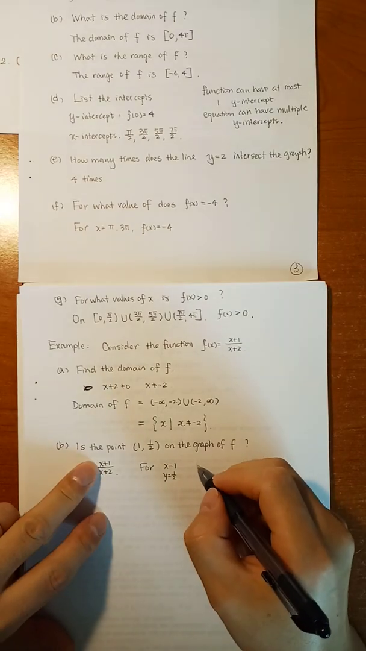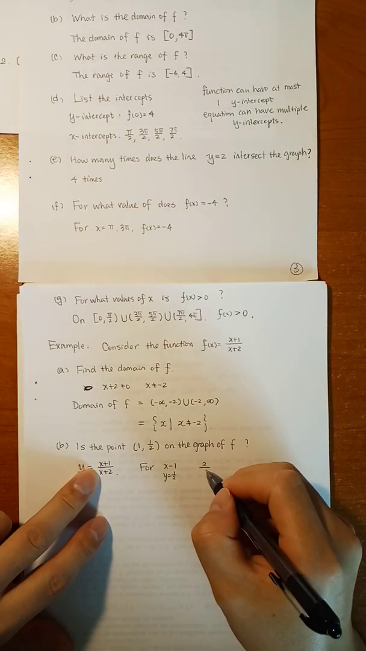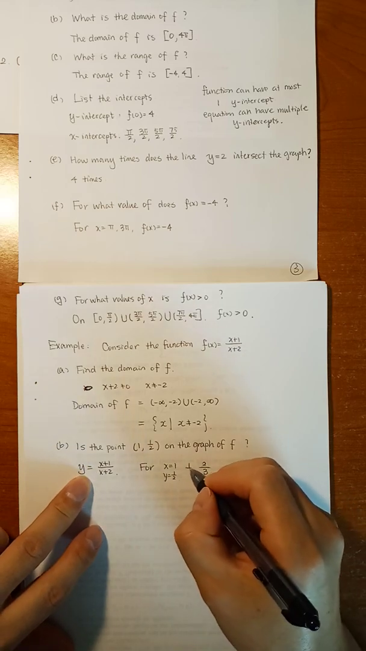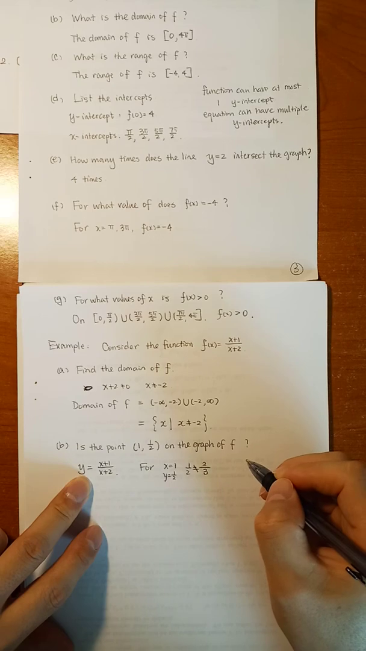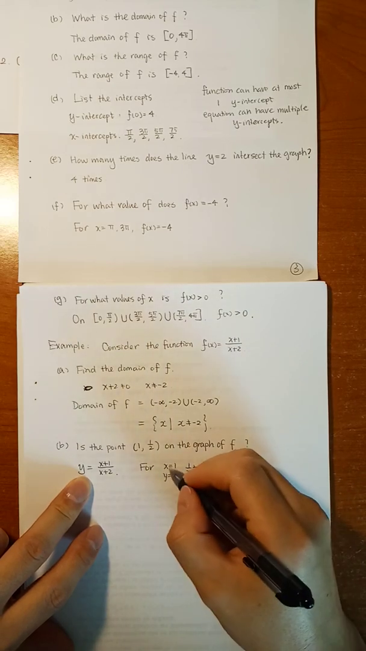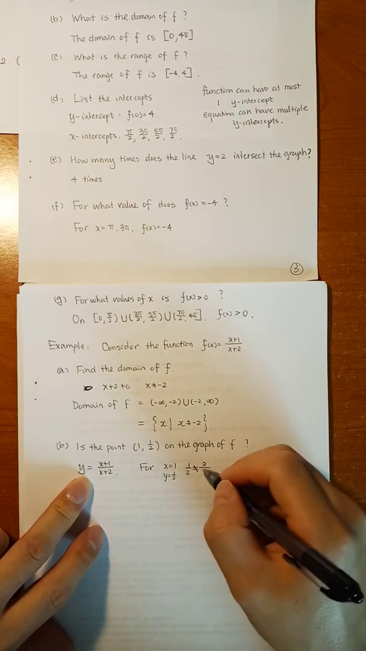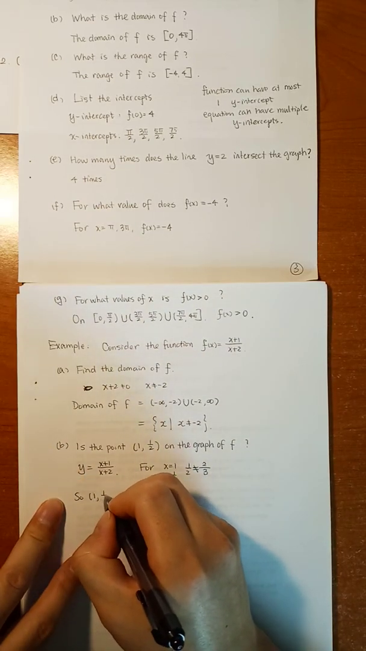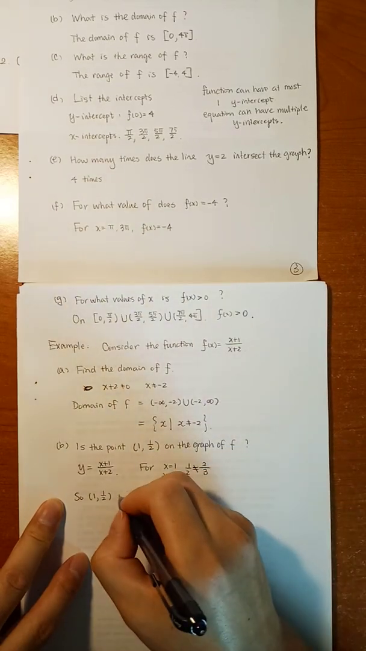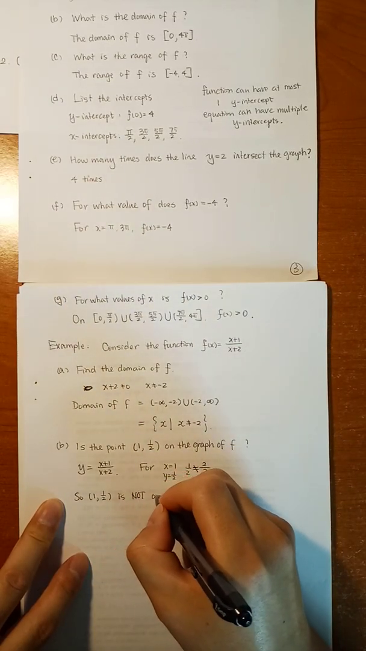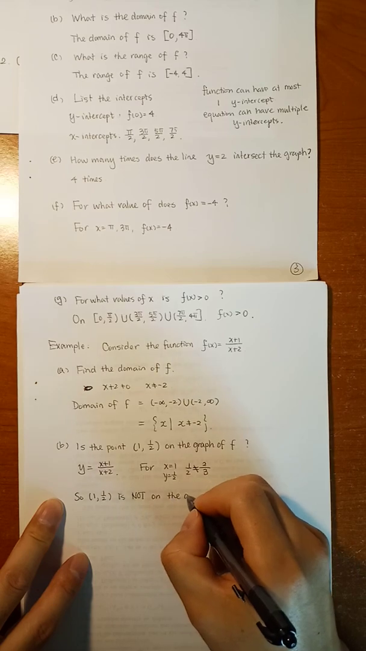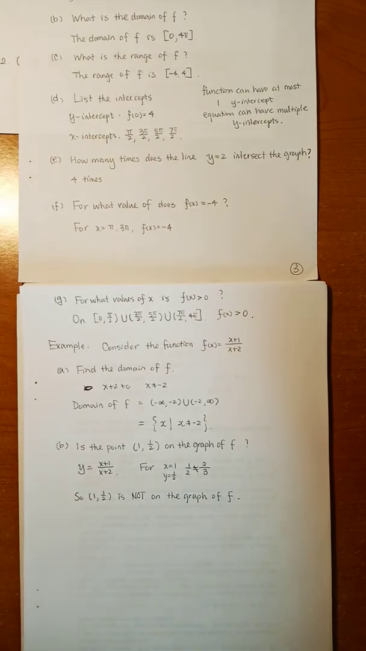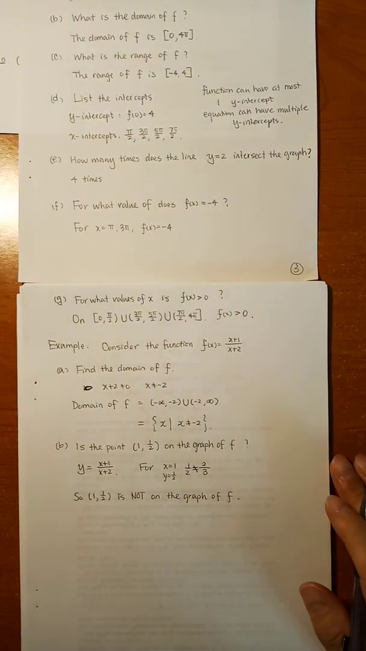X equal to 1, 1 plus 1 is 2, 1 plus 2 is 3. The right side is 2/3, but the left side is 1/2. Not equal. So this pair does not satisfy the equation. So the point (1, 1/2) is not on the graph of f. Okay, it's not the right one.